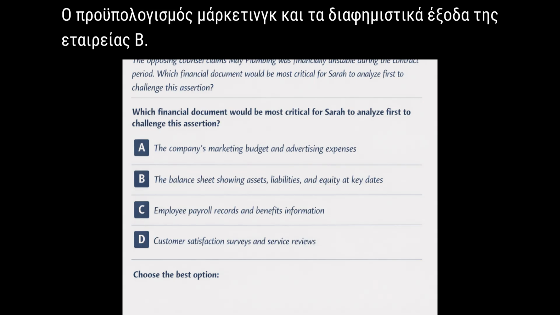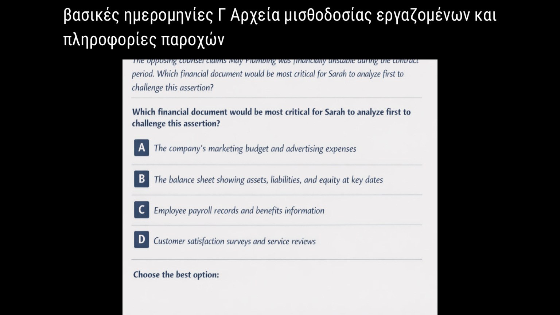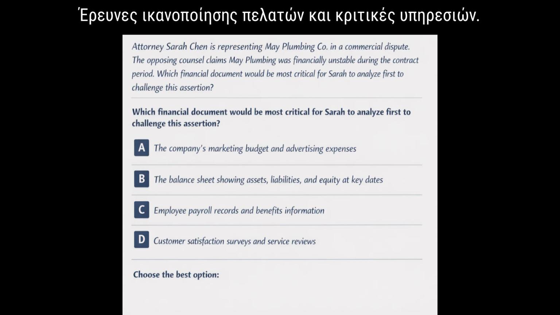A. The company's marketing budget and advertising expenses. B. The balance sheet showing assets, liabilities, and equity at key dates. C. Employee payroll records and benefits information. D. Customer satisfaction surveys and service reviews.